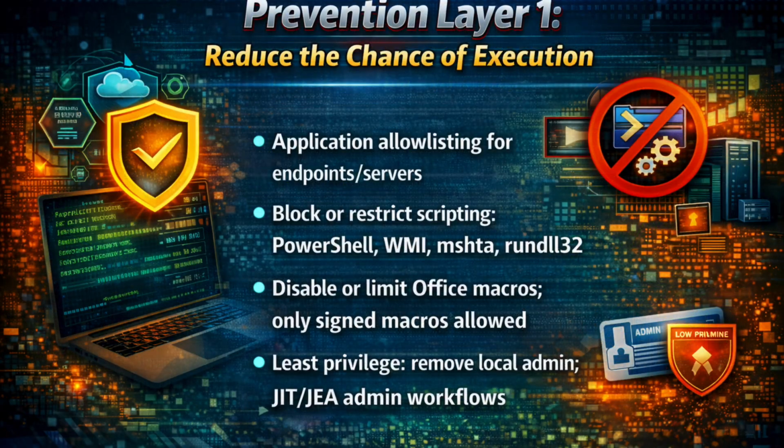Here's the first prevention principle. Assume something will land. Your job is to stop it from running. Application allow listing is powerful because it flips the default. Only approved software can execute. Pair that with tighter controls on scripting engines like PowerShell and WMI, which attackers love because they're built-in and often trusted. For Office macros, treat enable content as a high-risk action. Disable macros by default, and only allow signed macros for specific business needs.